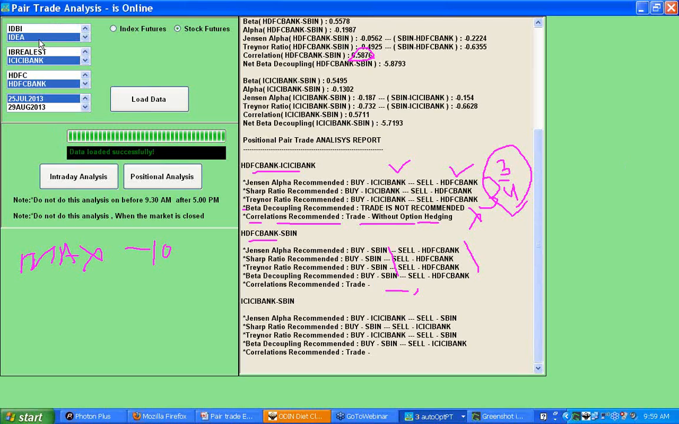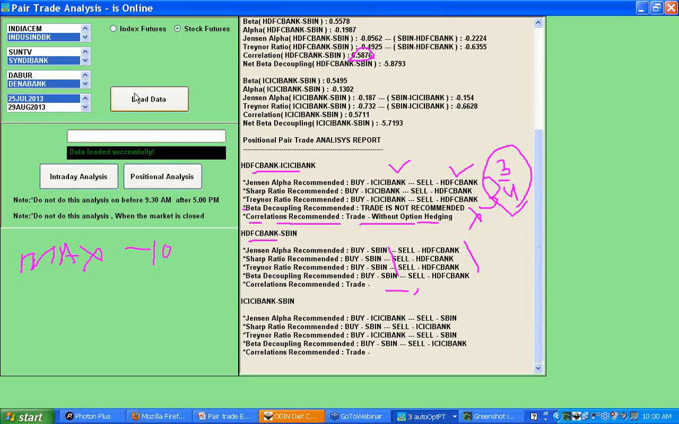So I am going to take one more pair in the same banking sector. Preferably I will be taking IndusInd Bank, and I will be taking Syndicate Bank, and I will also be taking Dena Bank.